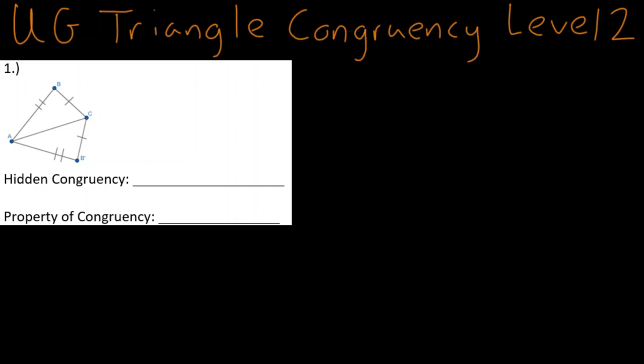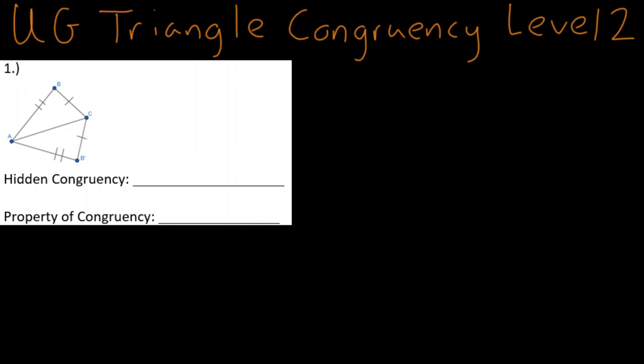Alright, and welcome to the Ultimate Guide to Triangle Congruency, Level 2. Now, when we look at this shape, it's kind of interesting because we have two triangles that are smushed together. We talked about this a little bit in our last video, but sometimes whenever we have two triangles smushed together or touching, there's actually what we're going to call a hidden congruency.